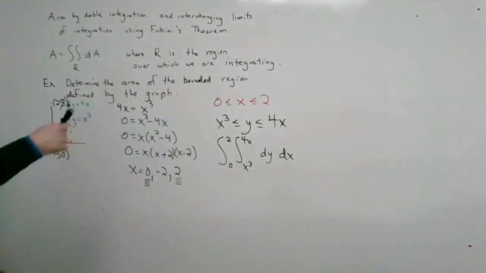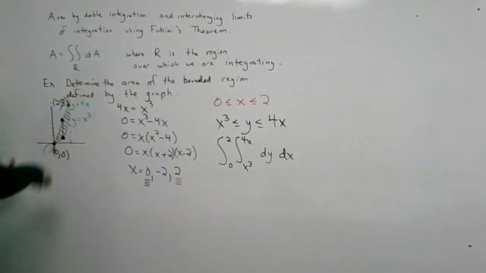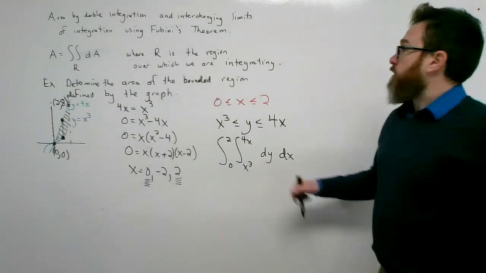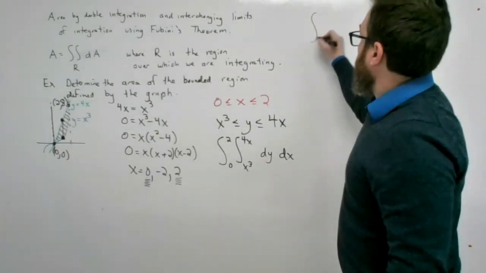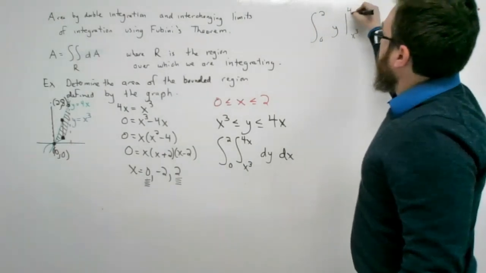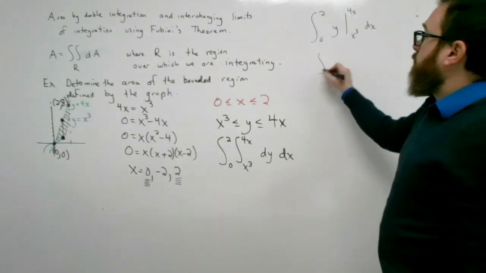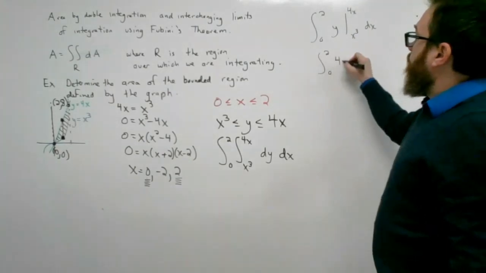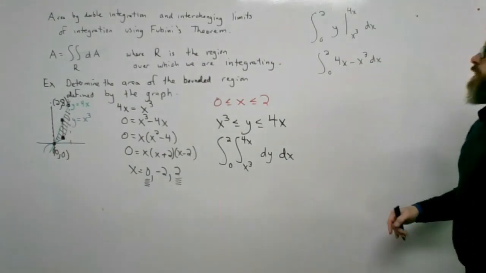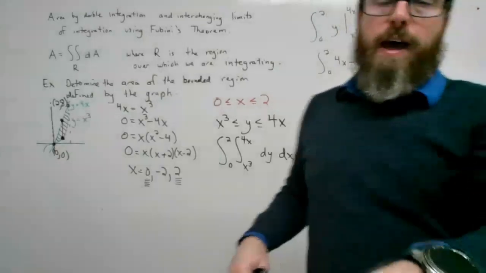Now we can take the antiderivative of this and find the area of this bounded region. First, from the inside out, the integral with respect to y is going to be equal to y. So this is going to be the integral from 0 to 2 of y evaluated from x cubed to 4x dx. Plugging in top minus bottom, this is going to be the integral from 0 to 2 of 4x minus x cubed dx. Now, just like in Calc 1, I can take the antiderivative of this x function.